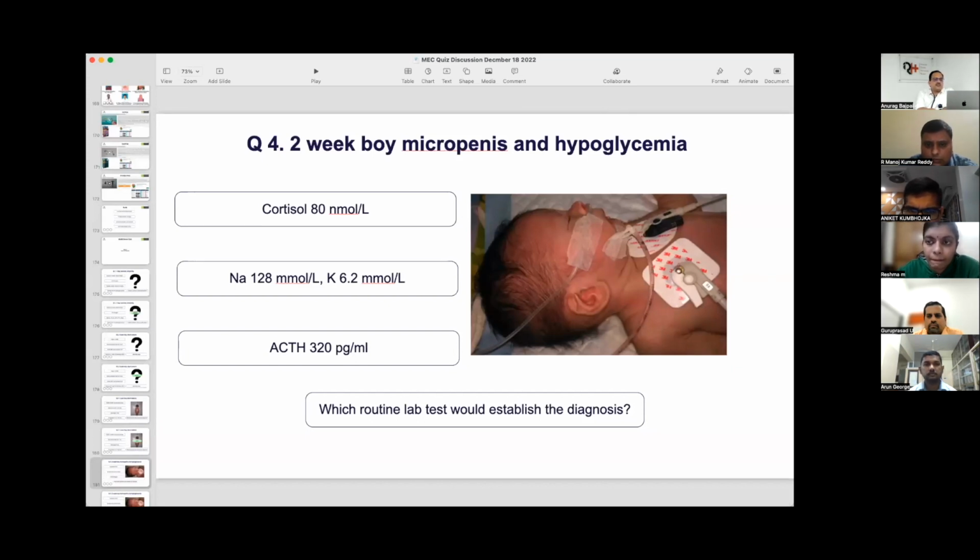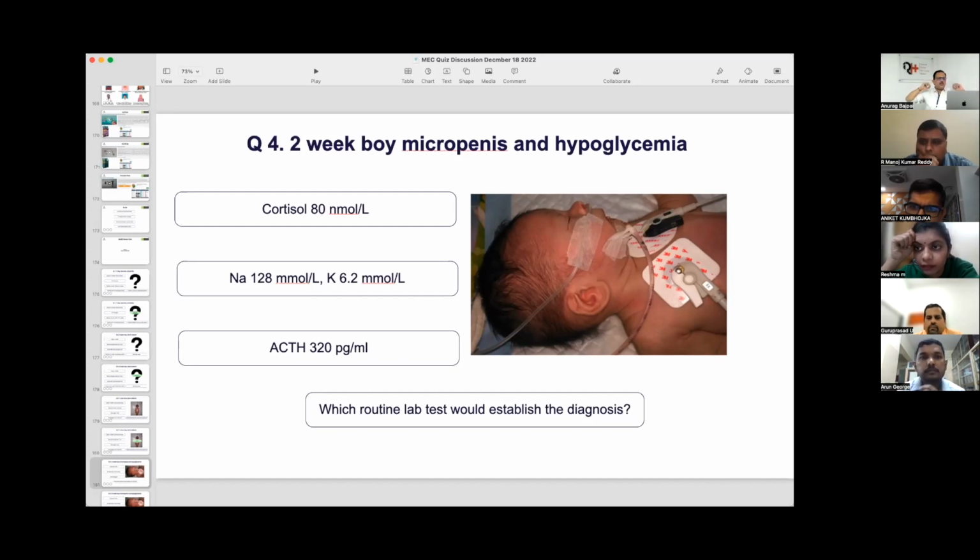Dr. Arun. Yeah, so I would do a lipid profile. Yes, for Smith-Lemli-Opitz syndrome. So what are you finding here? Although he's already on a tube or something, there is a specific feature. There is already micropenis, which is there. There is also an upturned nose, which is very characteristic of that.